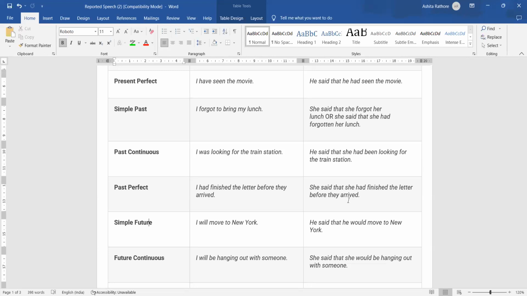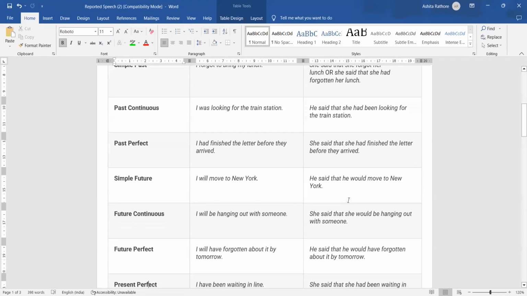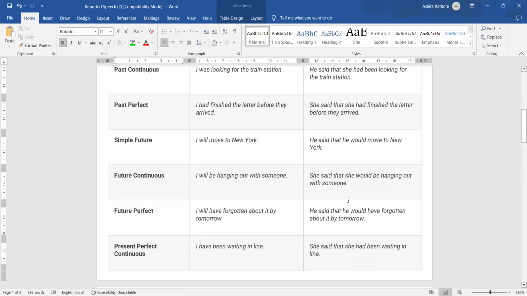Got it? And then when we come to past perfect, what is happening? The original statement is already in the extreme of the past, so no conversion. Exactly. So there will be no conversion. Past perfect remains as it is. So if you ever come across any sentence that already is in this tense, even when it is being reported, there will be no change whatsoever.